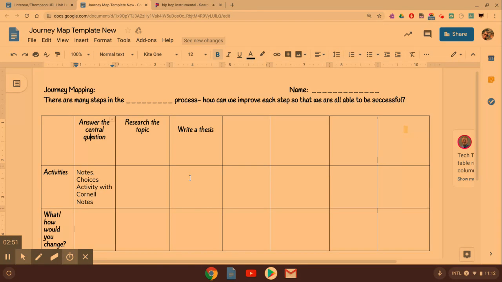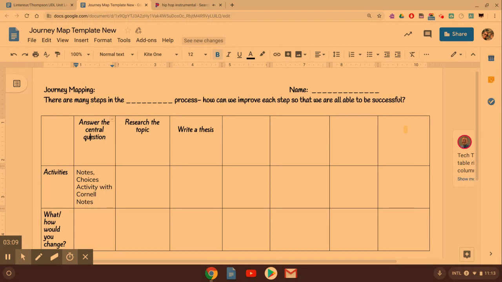For thesis statements, I might have the different resources that were available to them to write the thesis statement, like sentence starters, screencasts, rubrics, and those things would be listed here so that they can make some kind of a judgment about how that step went for them and maybe why.